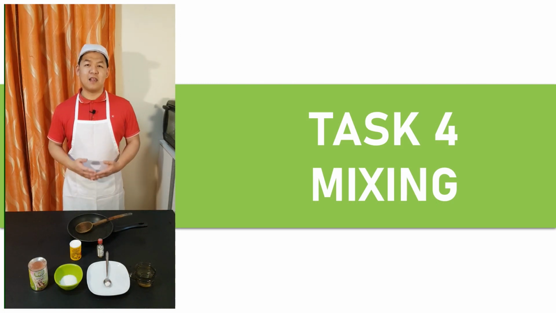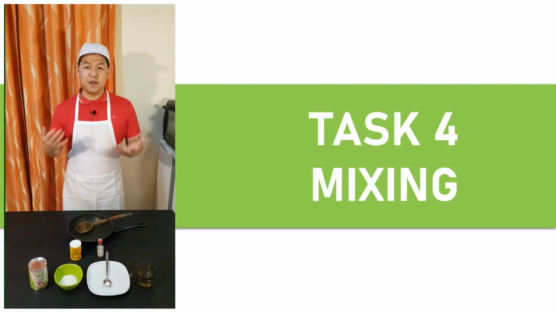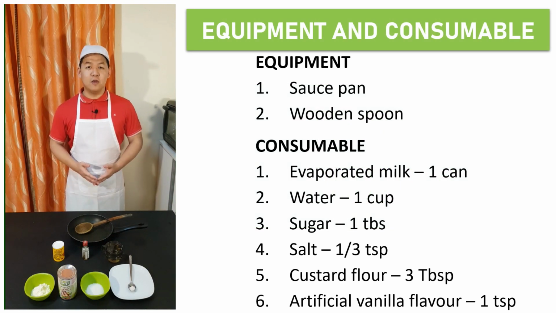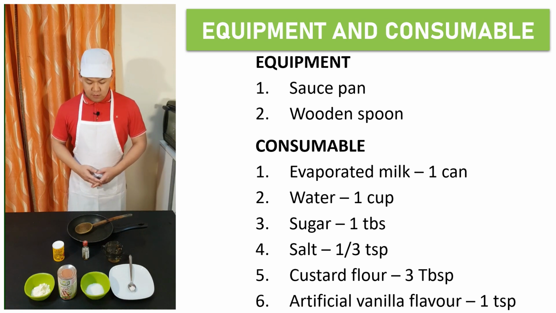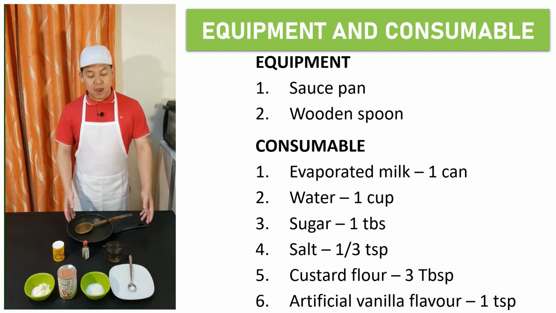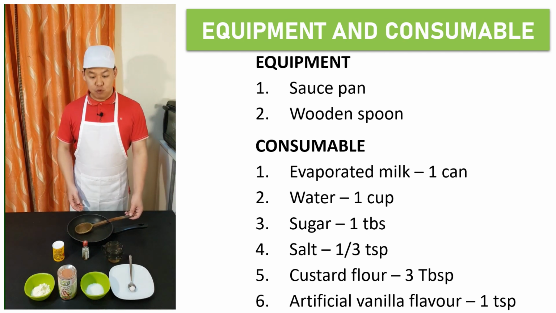Alright, the next task is mixing. So for this task, we are going to prepare the custard sauce that will be used as a sauce to the bread pudding. For this task, you will require several equipments and consumables as well. For the equipments, we're going to use a saucepan and also a wooden spoon.